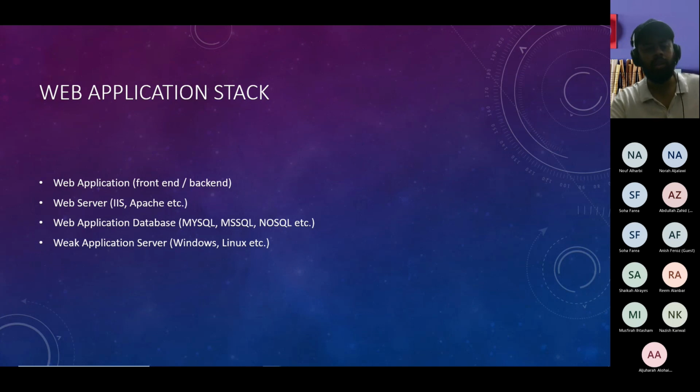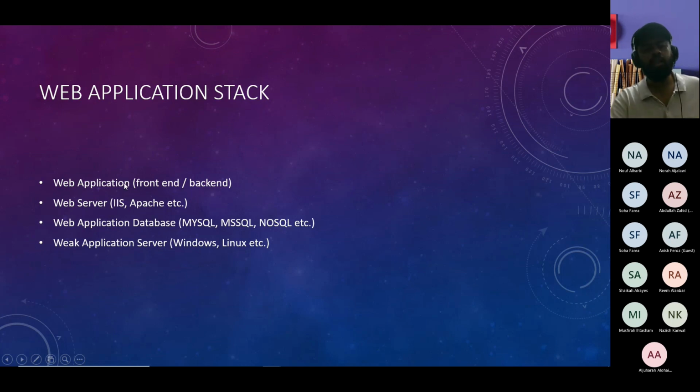But there is a back end code as well that is running on a server. So a web application is like this, and web applications run on a web server. Maybe it could be IIS, it could be Apache, but the application is running on a web server, and the application is using a database as well.